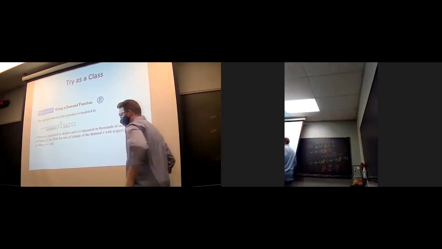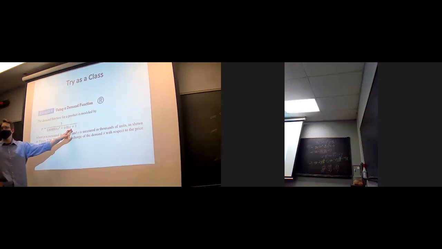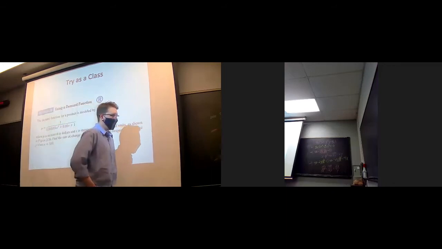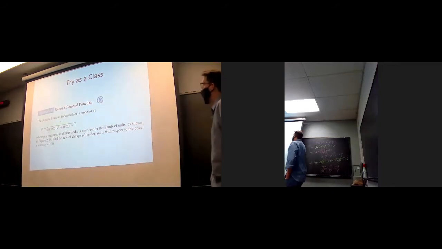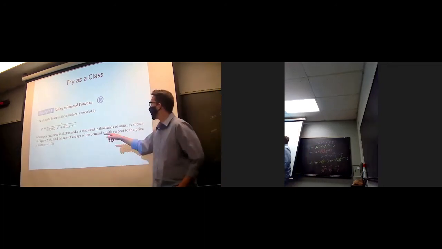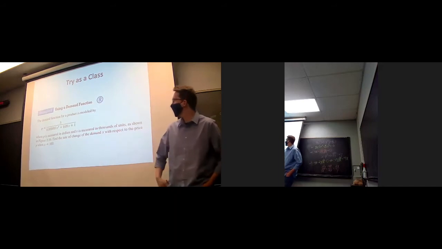checking out a more business-oriented question, we've got this demand function. So price is a function of demand, right? The number of units being sold. And what we're asked to do is to find the rate of change of demand, x, with respect to p when x is equal to 100.